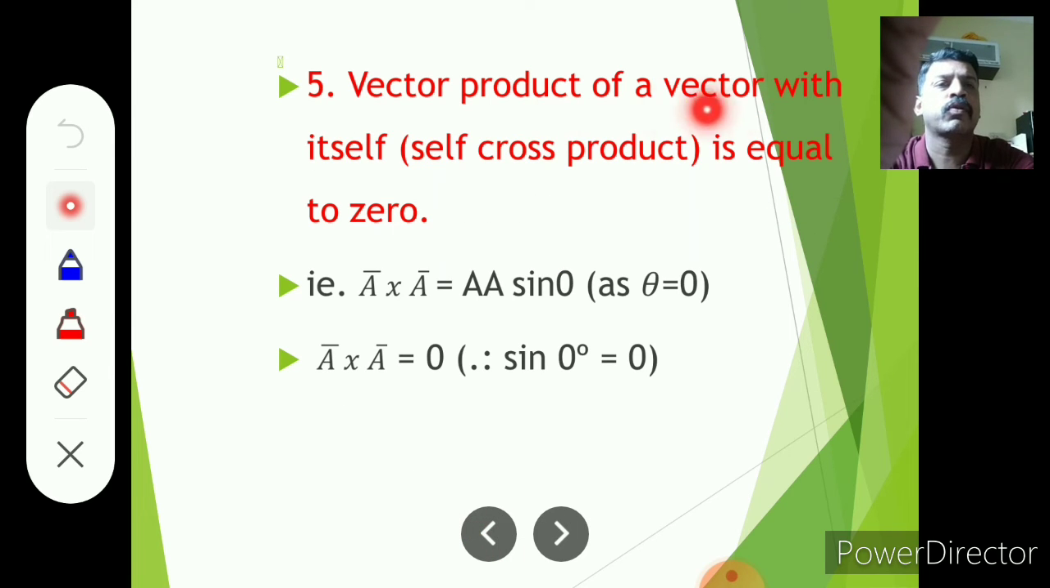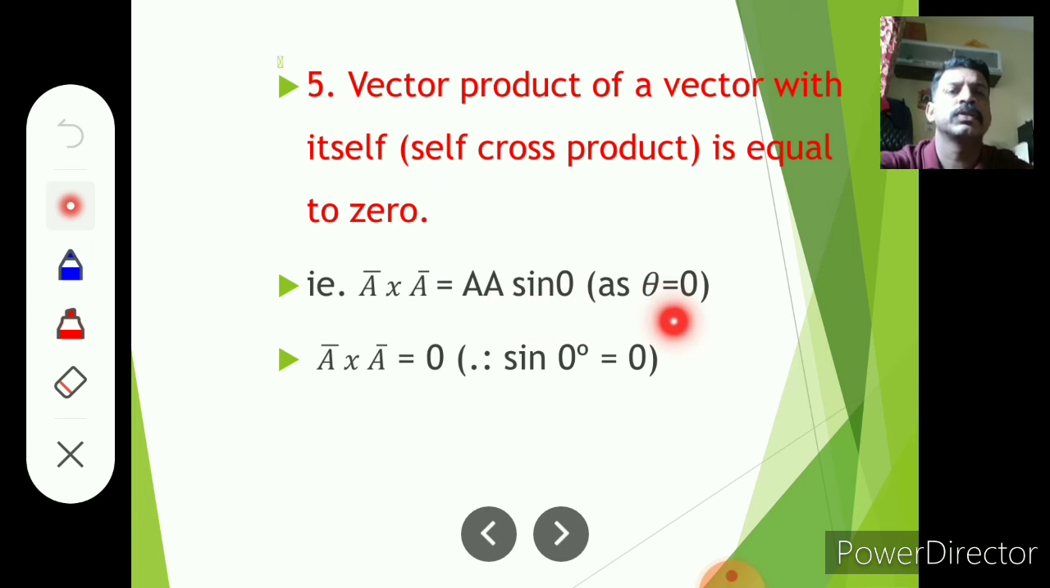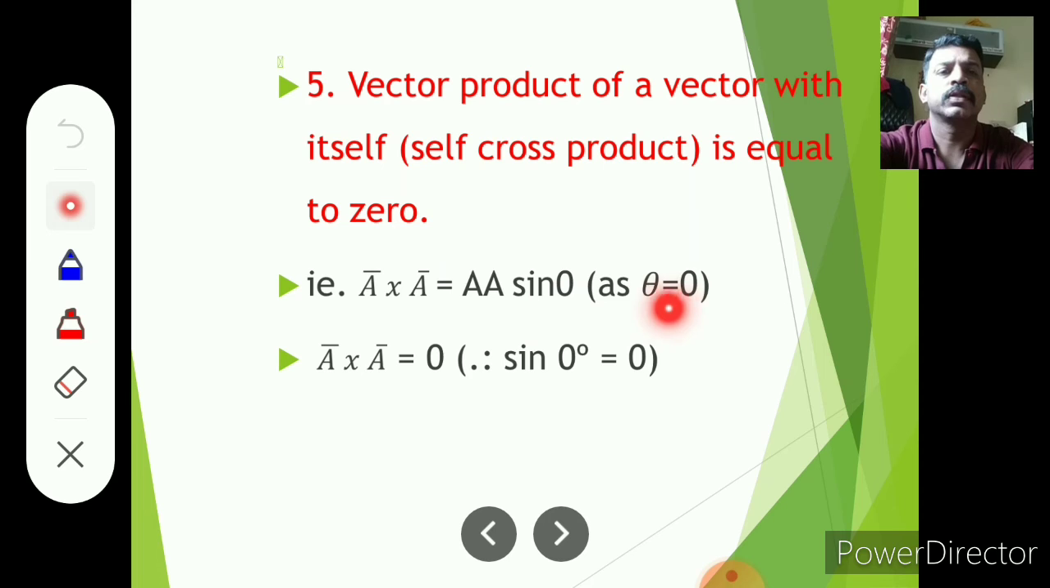The vector product of a vector with itself, the self cross product, is equal to 0. That is A cross A. A cross A means A into sine 0. If it is a self product, the angle between them is 0. If the angle between them is 0, then the value of sine theta is 0. Therefore A cross A is 0, since sine 0 is equal to 0.